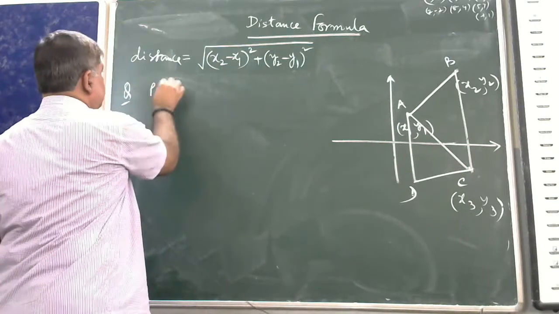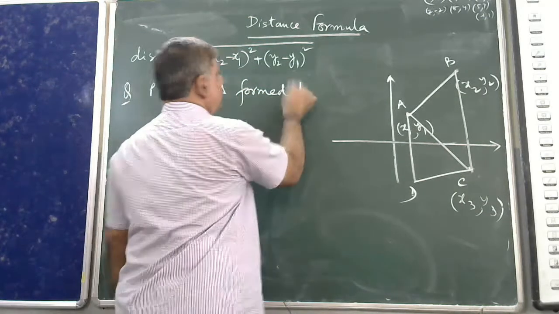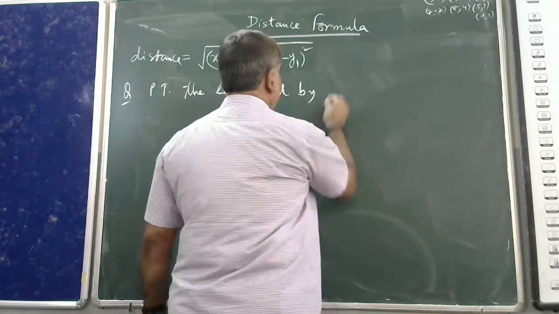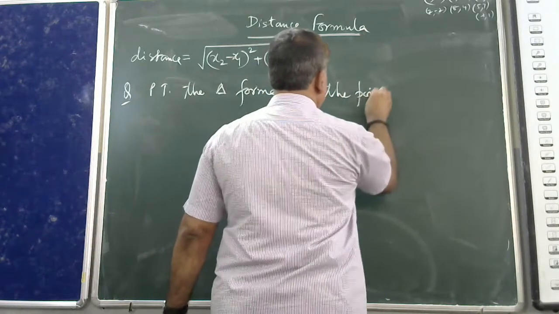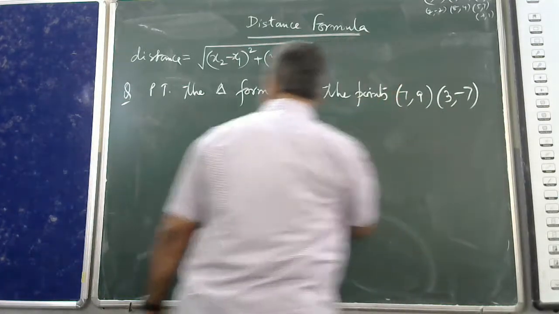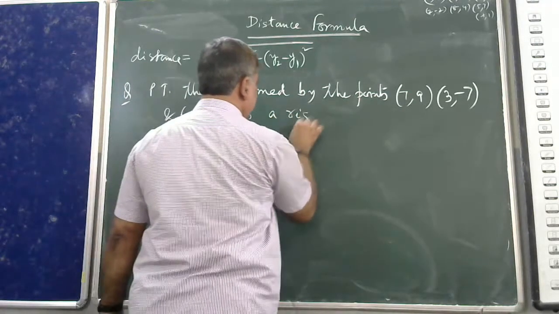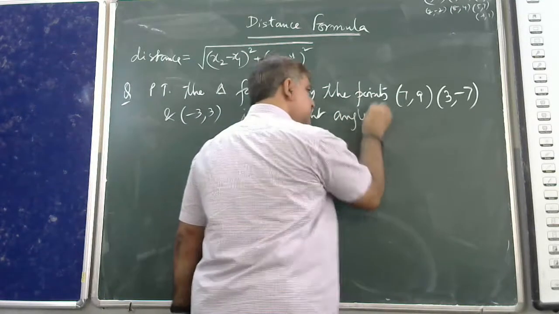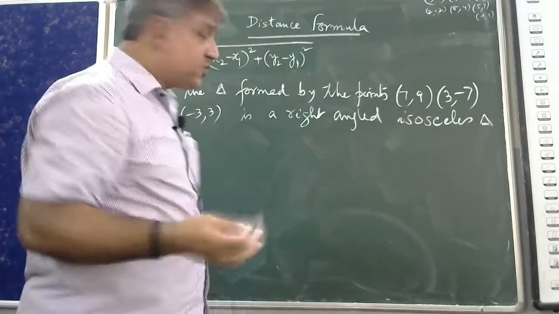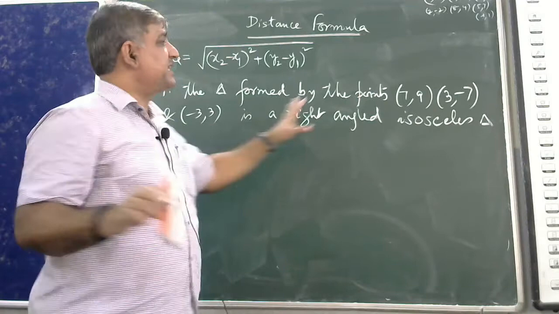Question: Prove that the triangle formed by the points (7, 9), (3, -7), and (-3, 3) is a right angle isosceles triangle. Suppose this is the problem, and we have to prove that the triangle formed by these three points is a right angle isosceles triangle.